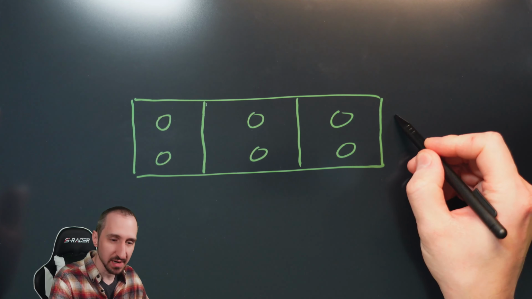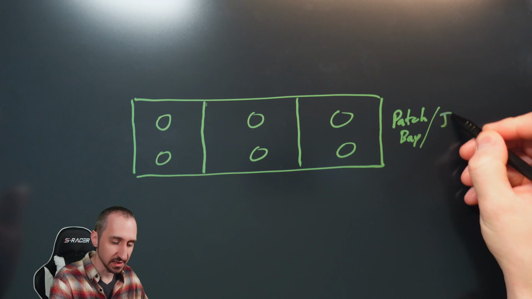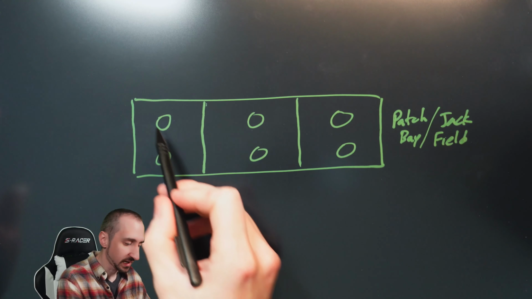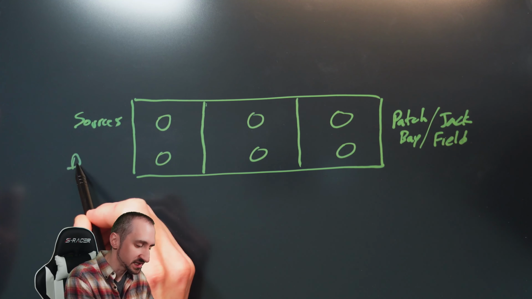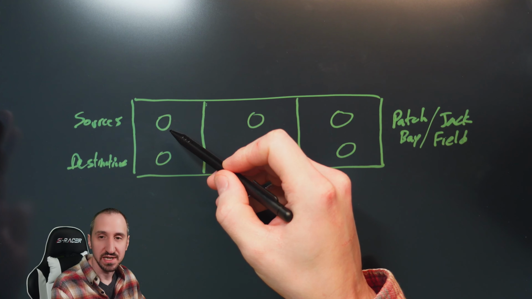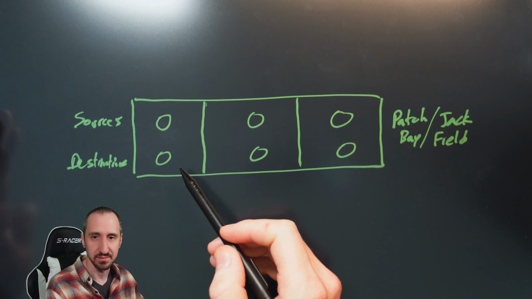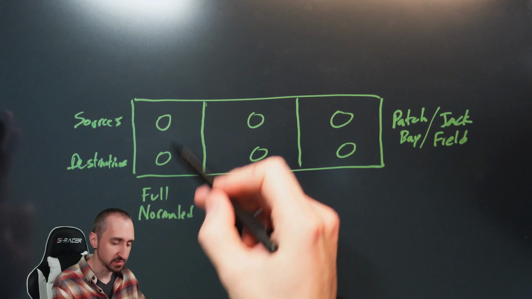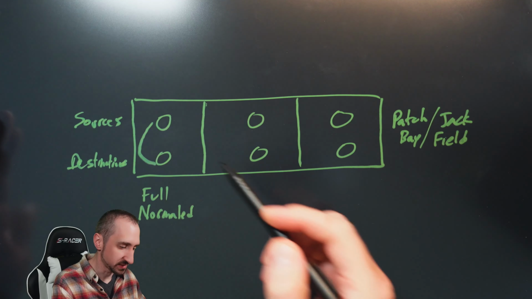So, this is a patch bay. It can also be referred to as a jack field, because it's just a bunch of jacks. On the back of these, you'd have your sources and your destinations. Under normal circumstances, the signal would automatically go from the top to the bottom, and that's what's known as a full normaled patch bay.